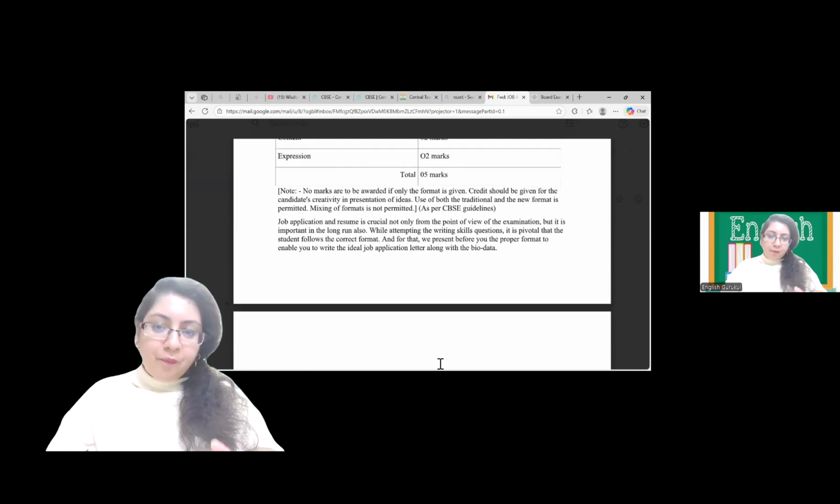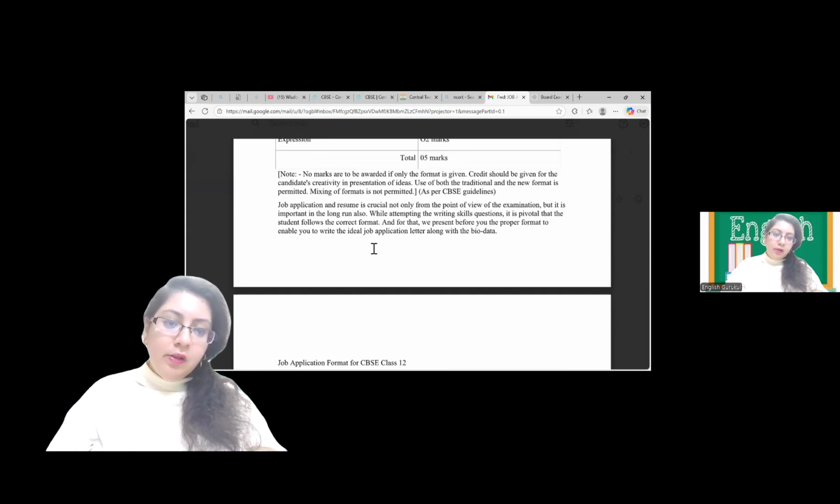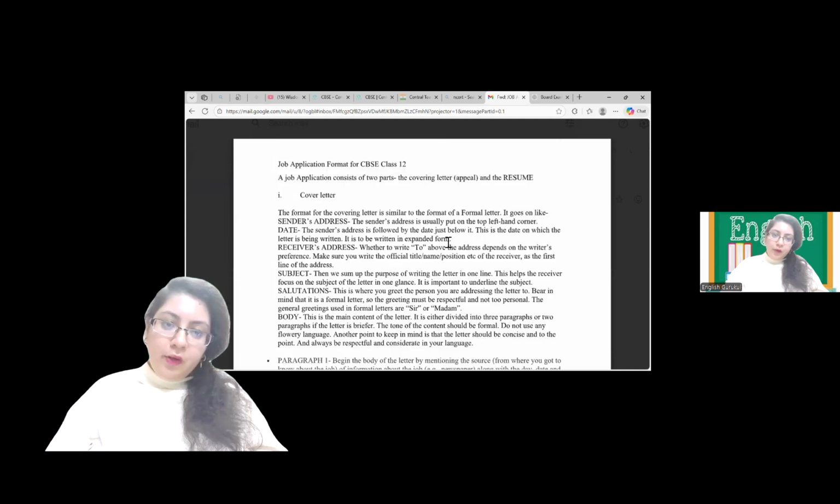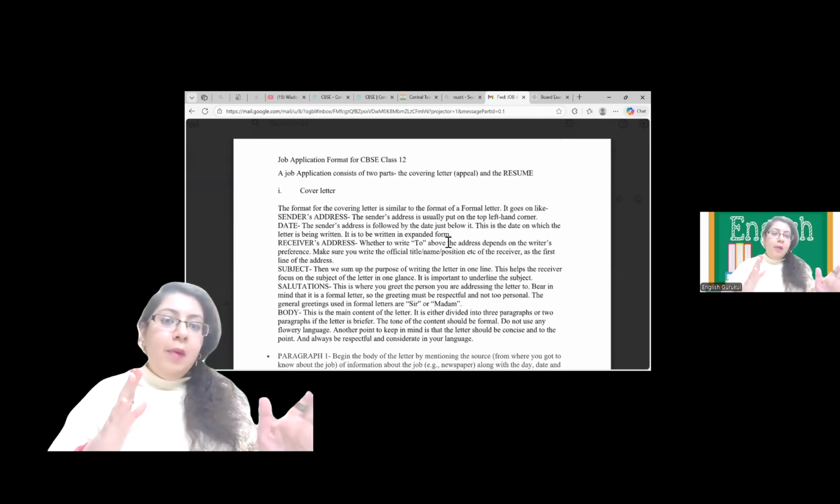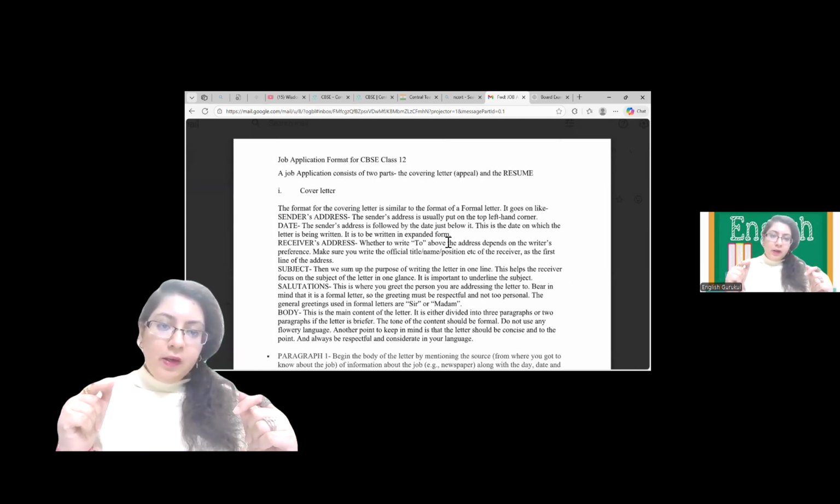For that, we present before you the proper format to enable you to write the ideal job application letter along with the biodata. Job application format for CBSE Class 12.